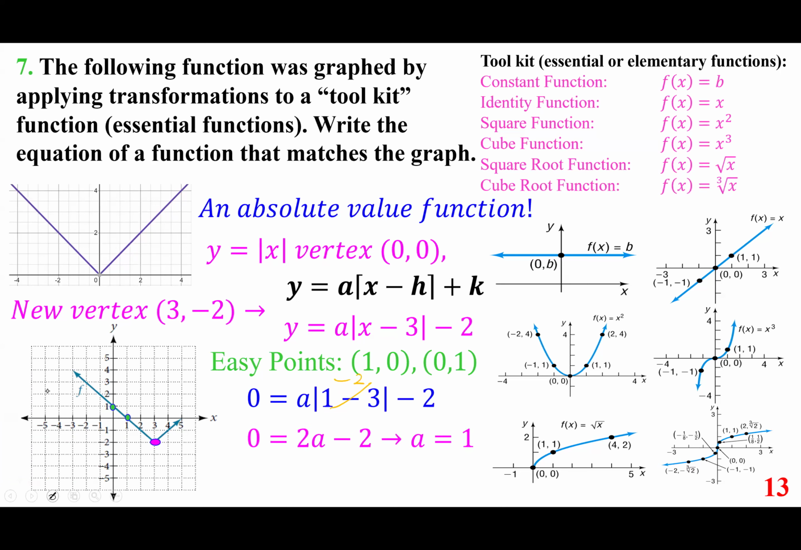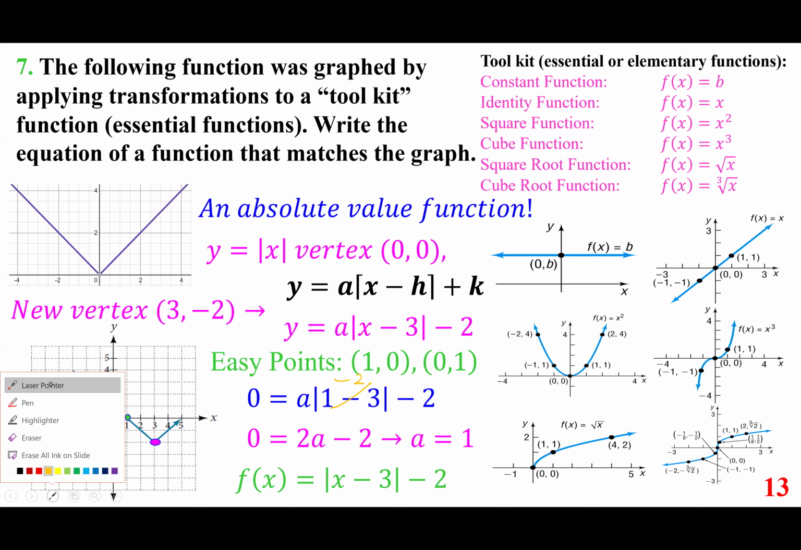So we replace the a with 1, and this is the final answer, everybody. Now, what do you do with the final answer? You must check, and I'm going to leave it for you to check. The way you check, you pick up a few pairs to make sure it works. For example, you make sure this one works, which obviously if you plug in 0, you get the absolute value of negative 3, which is positive 3, minus 2 is 1.